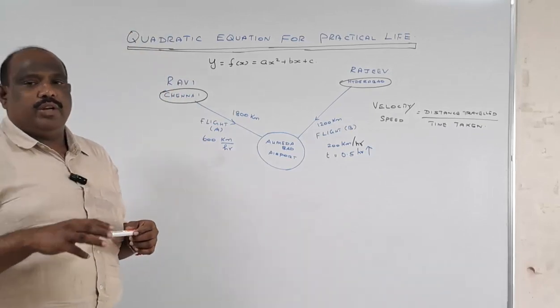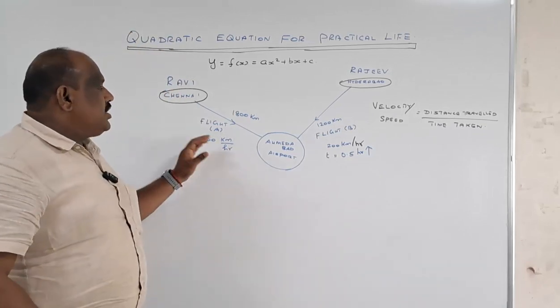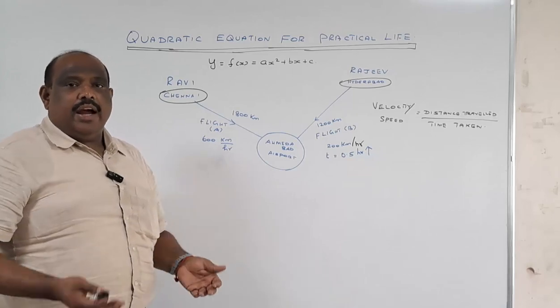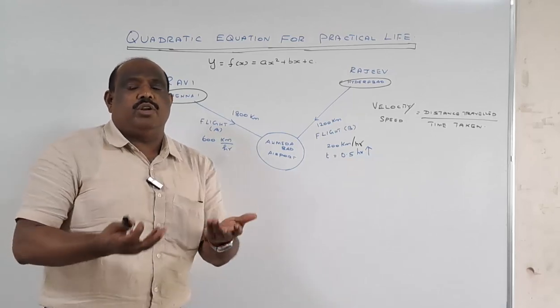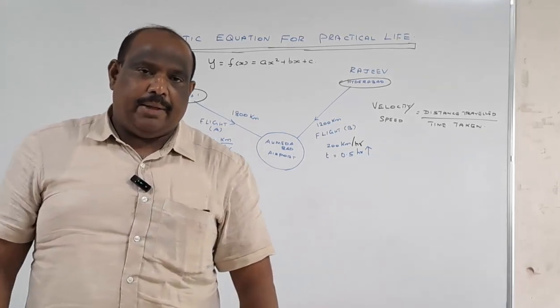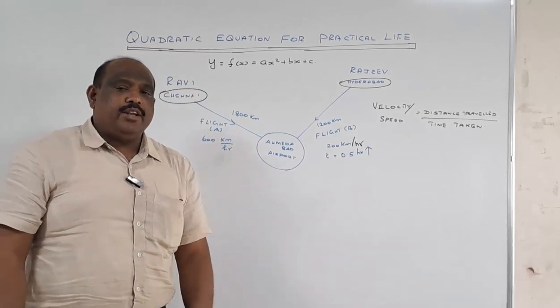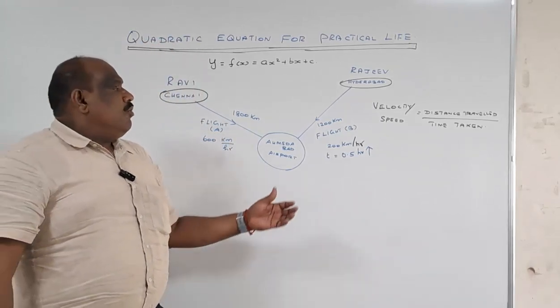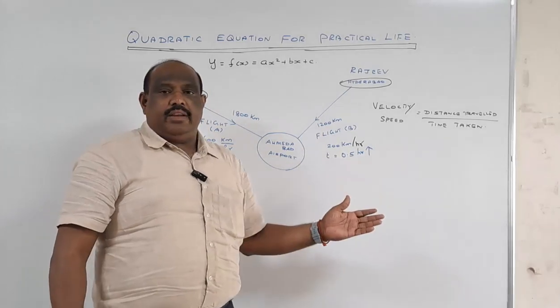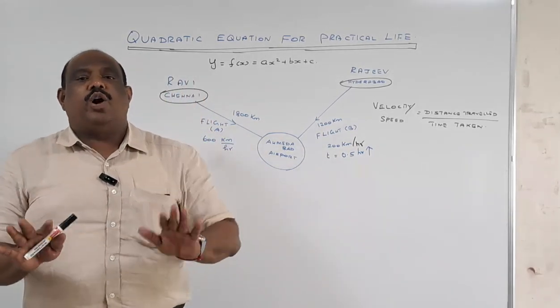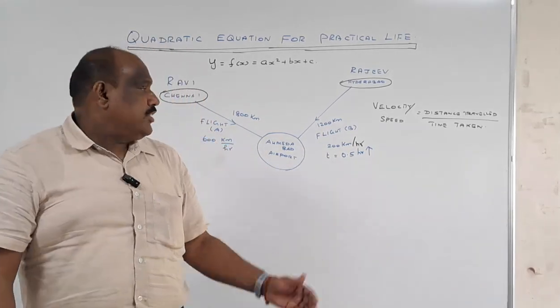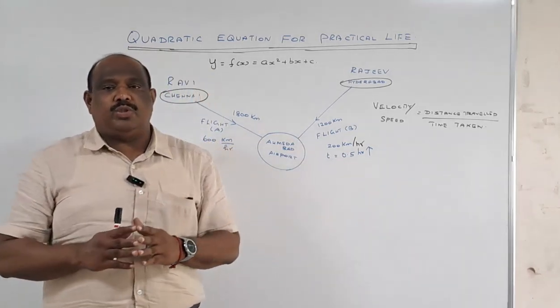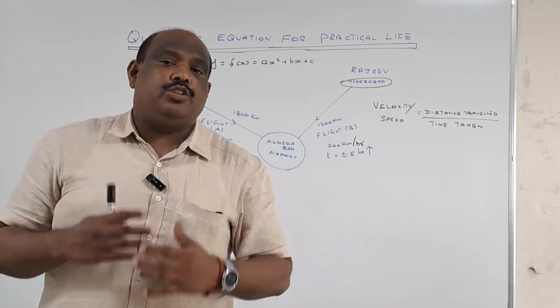Now we are coming to the question. Who will reach Ahmedabad airport first, and who will be waiting for the other, by what amount of time? This is the first question. The second question is, what will be the actual velocity of flight B if the weather condition is normal, if the weather condition is good? So these are the two questions asked in this practical situation.